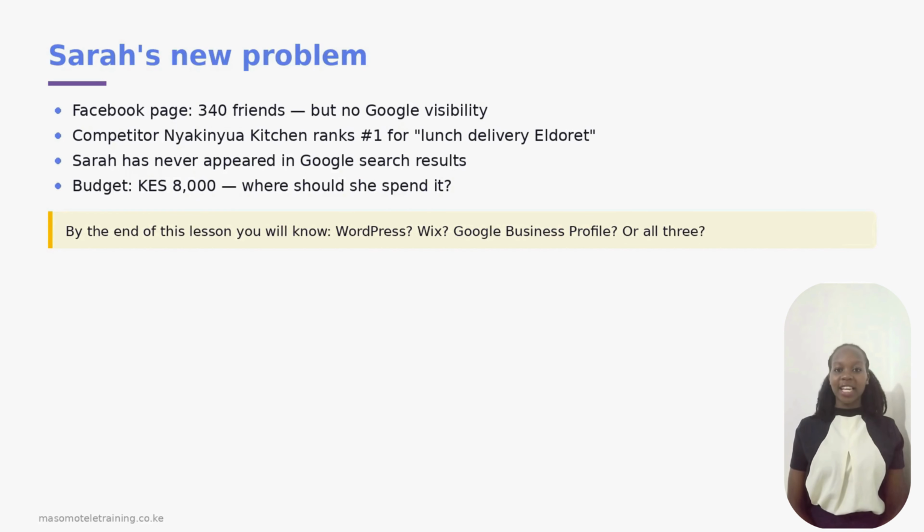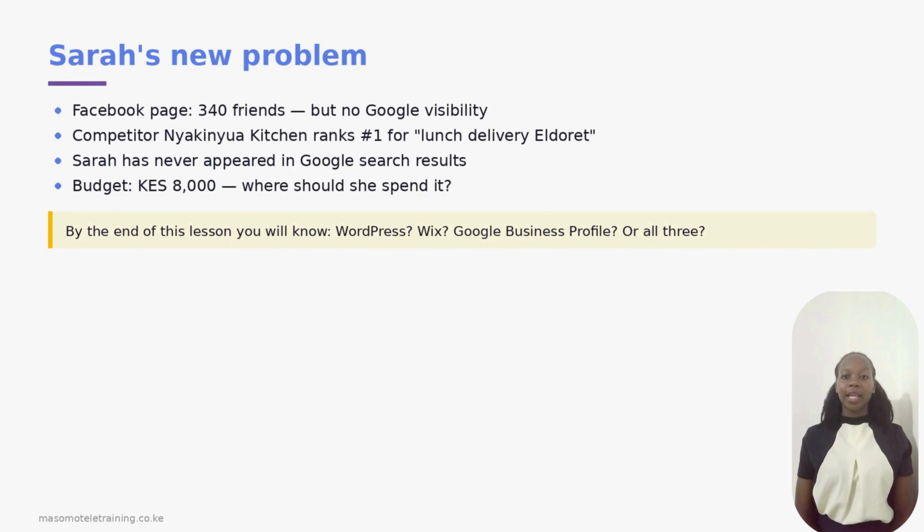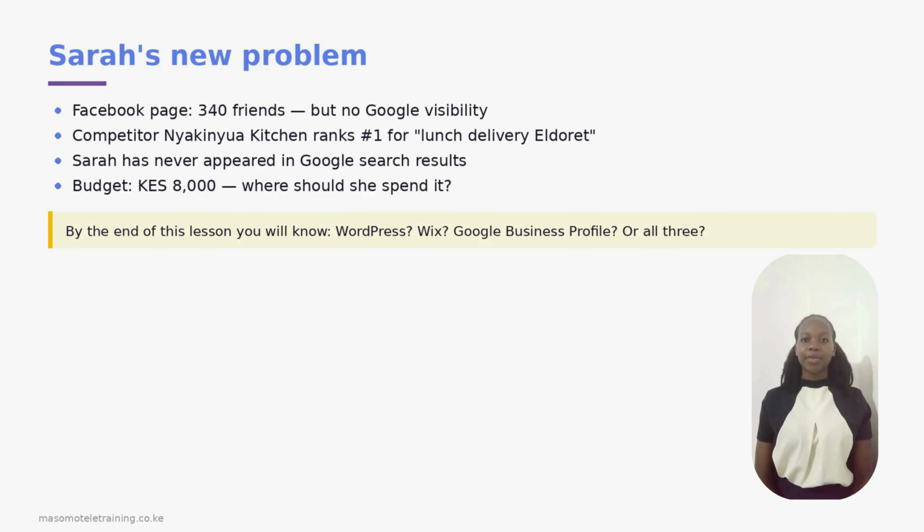Sarah's Facebook page has 340 friends. Her cousin says she does not need a website. Everyone is on Facebook and WhatsApp anyway. But her competitor Nyakinywa Kitchen, 2 blocks away, has a plain WordPress site. When Sarah searches Google for lunch delivery Eldoret, Nyakinywa's site is at position number 1. Sarah has never appeared. She has 8,000 shillings for a website and does not know where to spend it.